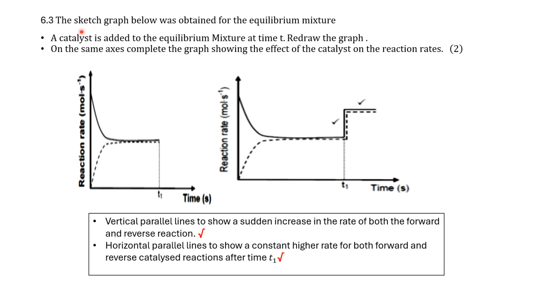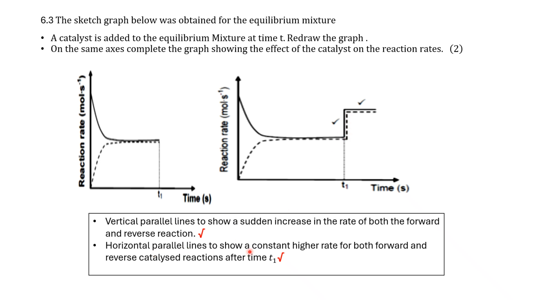So 6.3, the sketch graph below was obtained for equilibrium. A catalyst is added. As I explained to you, the catalyst has to increase the forward and reverse reaction. So you see there, we give you a mark. Vertical parallel lines, meaning the spacing is even between them, to show a sudden increase in the rate of the forward and the reverse reactions, right? So there, increase in forward, increase in reverse reaction, right?